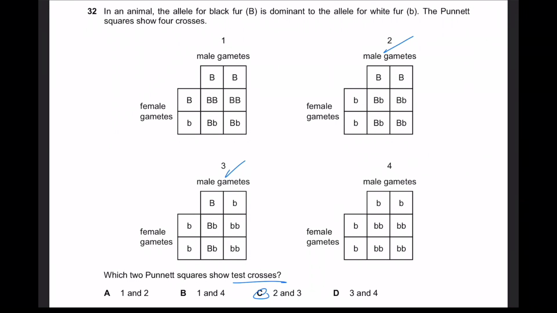A test cross is the genetic cross of a homozygous recessive and an unknown dominant genotype, meaning that you know that it has this allele, but you don't know if it is this. You don't know if it is heterozygous or homozygous. But you know that it has this one because it is dominant, meaning that it is expressed. So the answer for this question is C.